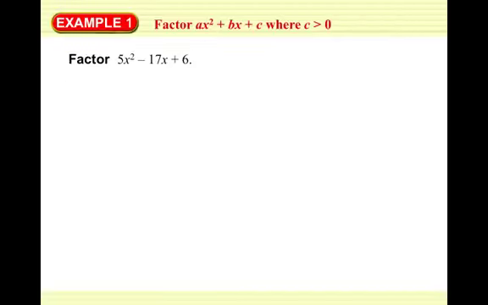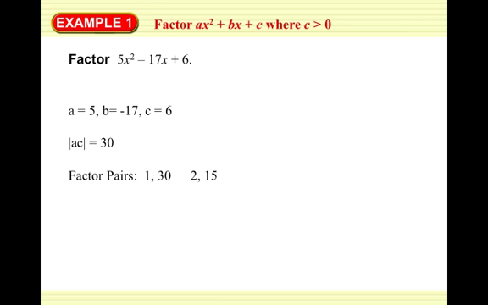All right, so let's actually see this in an example. We're going to factor 5x squared minus 17x plus 6. So a is 5, b is negative 17, and c is 6. So the absolute value of a times c, 5 times 6, is 30. We're going to start with our factor pairs, starting with 1 and 30. Then we go to 2 and 15, 3 and 10. Let's see, 4 doesn't work, so 5 and 6.